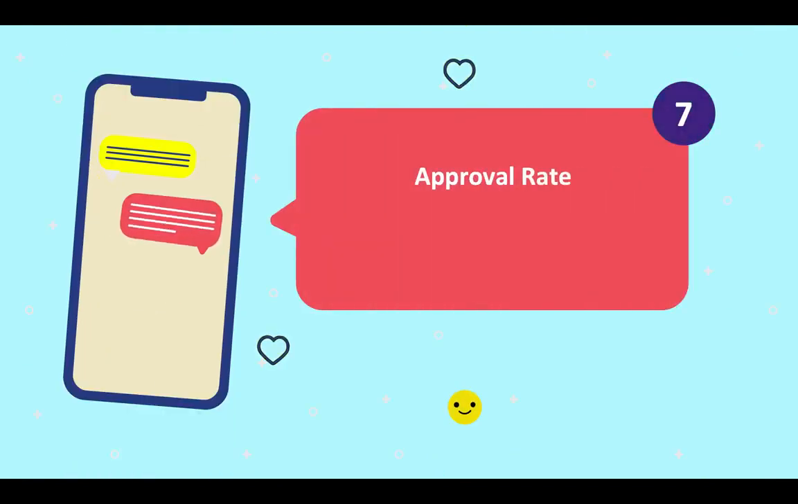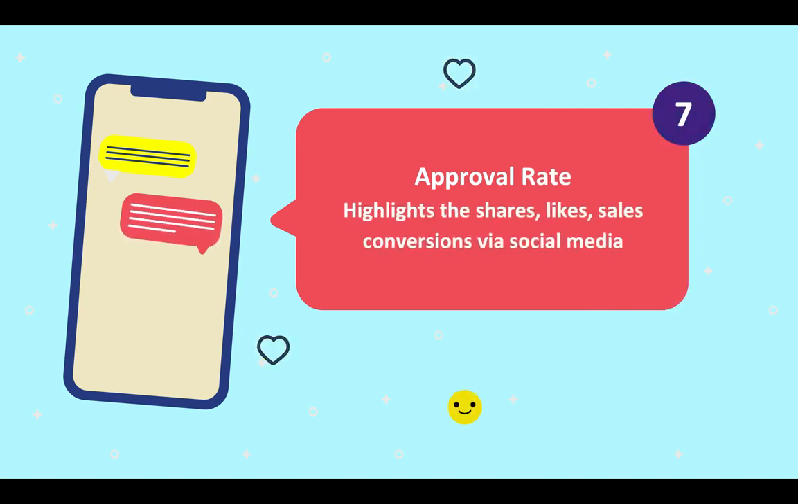Approval rate. This is a deeper and more detailed map of your marketing campaign. This metric specifically highlights the shares, likes, sale conversions, and positive interactions you have had with your customers via social media. So it gives you all the above elements that we just discussed, along with more concrete elements such as customer conversion, etc.